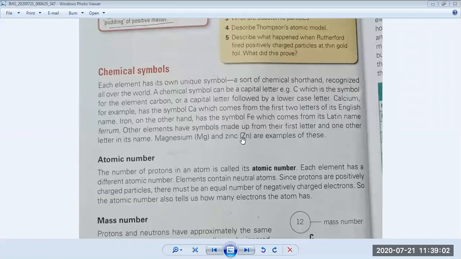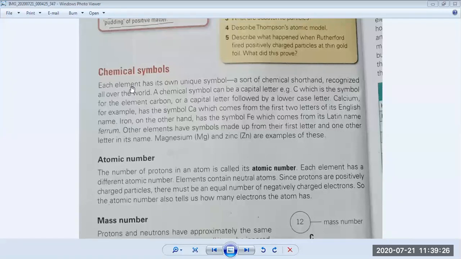The first letter should be capital and the second letter should be small. It includes the self. Don't disturb the class are examples of these. Okay, so I hope you understand it. Every element has its own unique symbol. When we want to write the name of an element, we do not use its complete form. Actually, we write it in a short form.